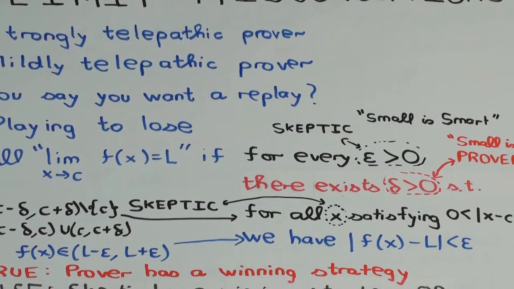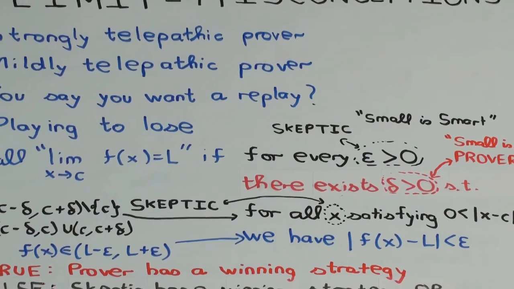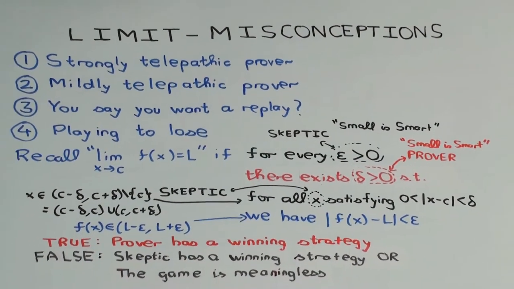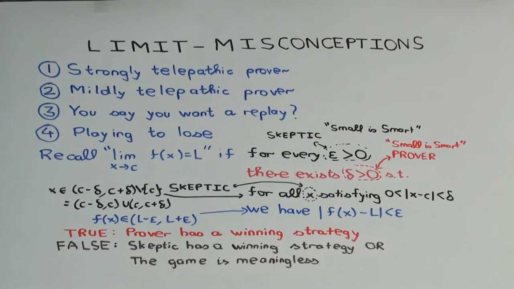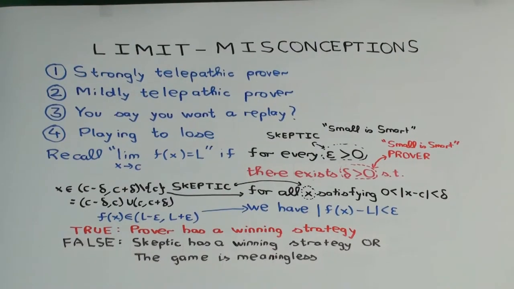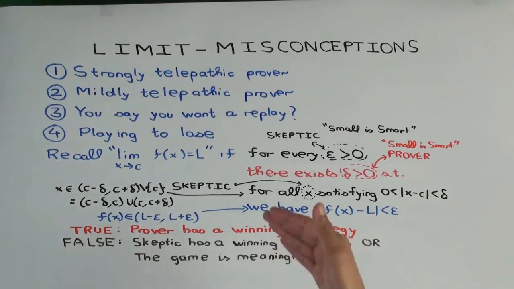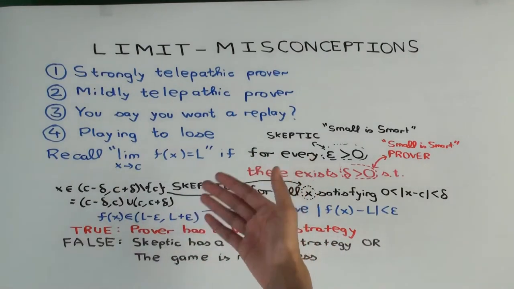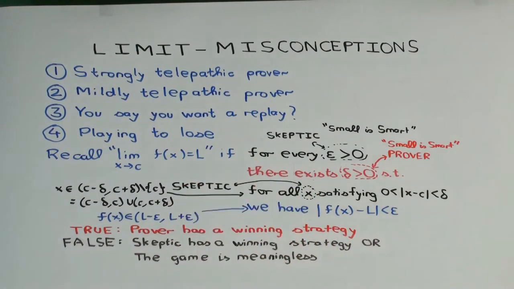So this is what I call the mildly telepathic prover, right? The prover is still behaving telepathically, predicting the skeptic's future moves, but it's not so bad. The prover is just doing a coin toss type of telepathy, whereas in the earlier one, the prover is actually deciding exactly what x the skeptic would pick. But it's still the same problem. And the reason why people have this misconception is because they don't think about it in terms of the sequence in which the moves are made and the information that each party has at any given stage of the game.